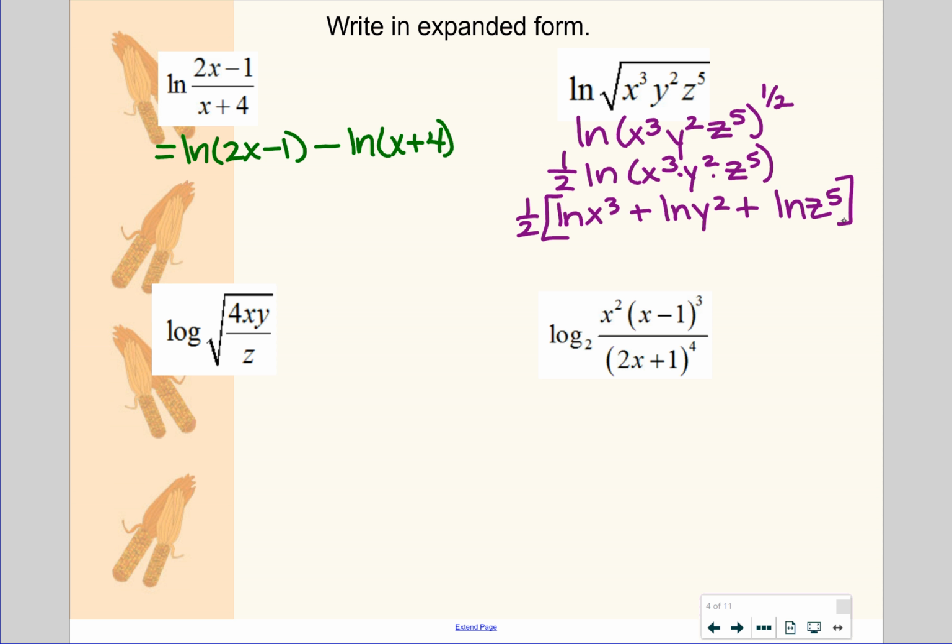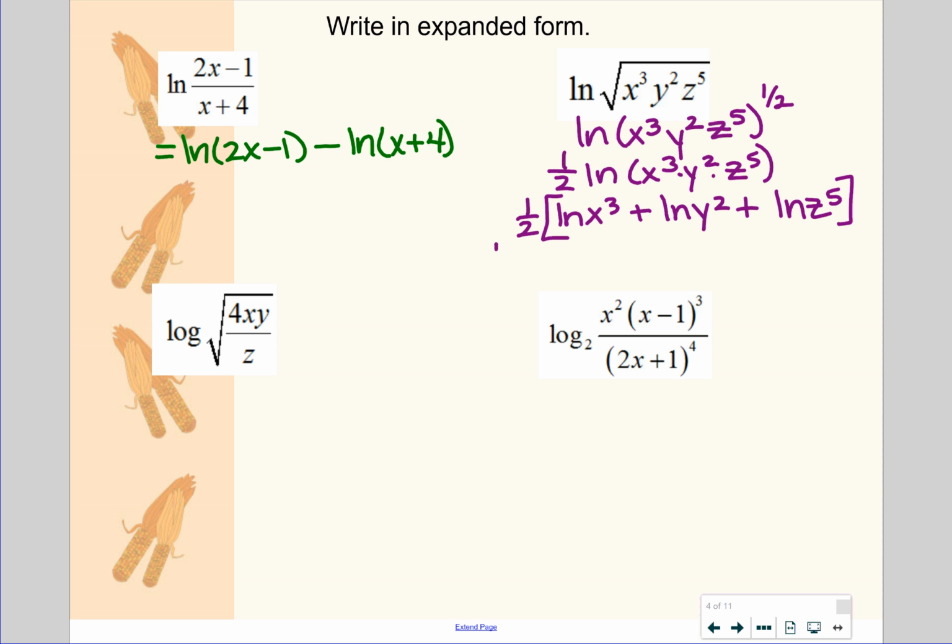All right, so now I want to run through what I can do. Move my power down, change my multiplication to addition. I don't have any division, but I still have powers, right? And that third power, the second power, and the fifth power, I can now move down in front of their respective logs because I separated them from each other.